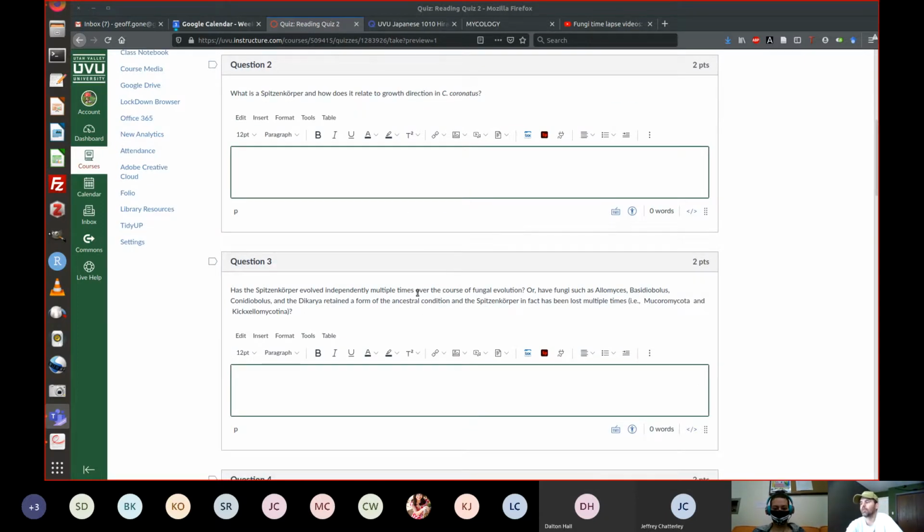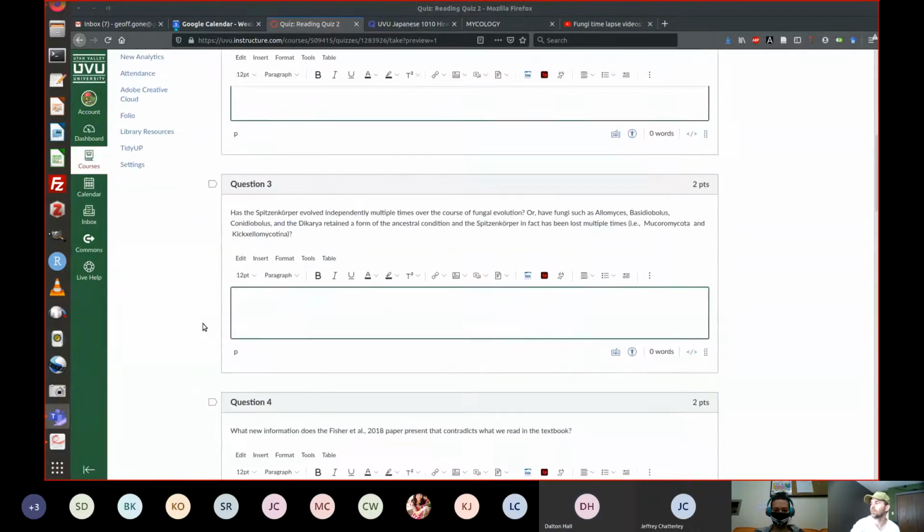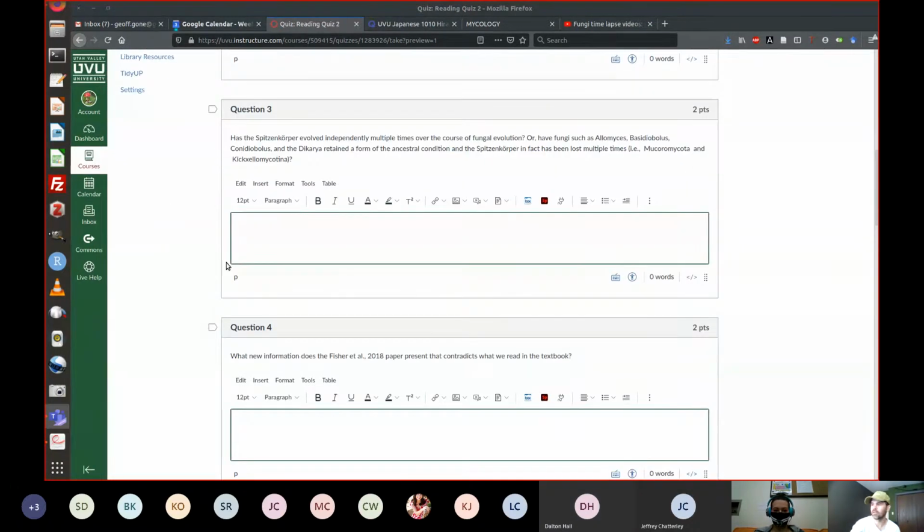Question number 3, has it evolved independently multiple times, or was the Spitzenkörper lost in most zygomycetes? It's still inconclusive. We don't know. Great, yeah, that was a trick question. I actually just copied and pasted it. Okay.